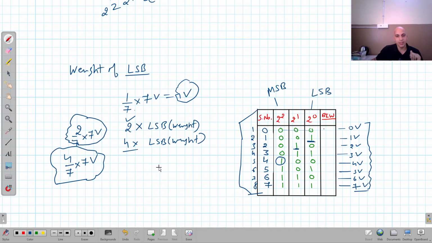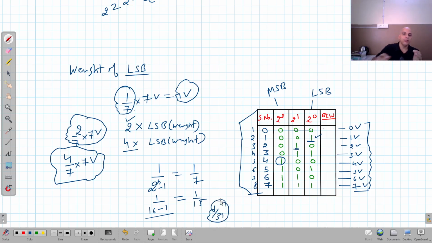The weight of LSB is 1 upon 2 raised to power n minus 1, where n is the number of bits. If the number of bits is 3, 2 raised to power 3 minus 1 is 7, so it is 1 upon 7. If n is equal to 4, then it is 1 upon 15, because in that case we will have 16 minus 1. Similarly, if you have 5, then you will have 1 upon 31.